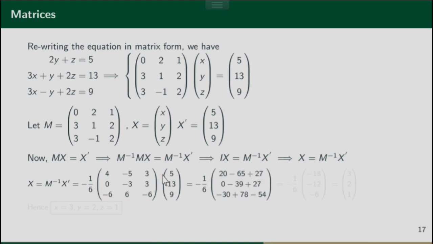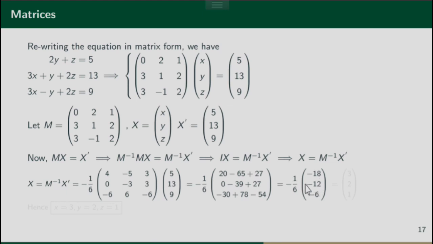And I take the second row and multiply by the column. 0 times 5 is 0, negative 3 times 13 is negative 39, and 3 times 9 is plus 27. And finally, negative 6 times 5 is negative 30, 6 times 13 is plus 78, negative 6 times 9 is negative 54. Now adding the numbers, I'll have negative 18, negative 12, negative 6.